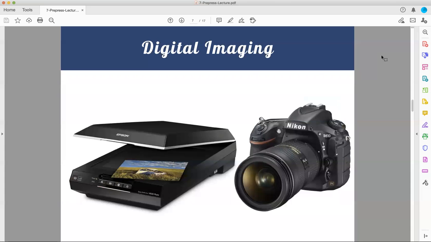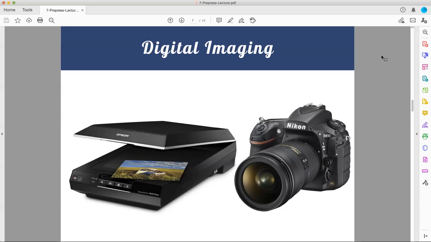Digital imaging. How do pictures get on computers? On the left, we have a scanner. Scanners still exist and are still commonly used, although they're no longer a big part of the professional industry. Early on in digital prepress and digital printing, they were very important because photography was still done physically using film.